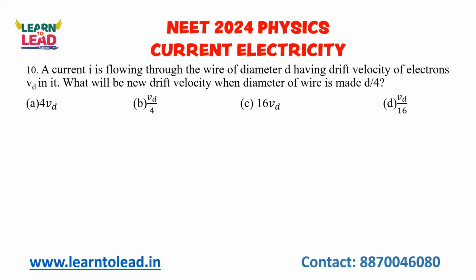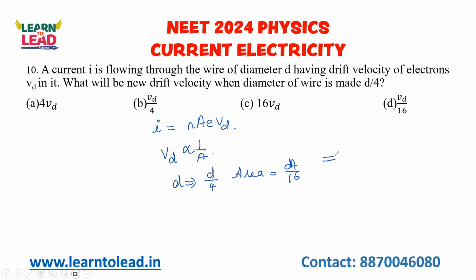Next. A current I is flowing through a wire of diameter D having drift velocity of electrons v d. What will be the new drift velocity when the diameter of the wire is made d by 4? The current and drift velocity relation you should know: I equals nAe into vd. Drift velocity is inversely proportional to area. If the diameter of the wire is d by 4, the area will become A by 16. So the new drift velocity will be 16 times vd.